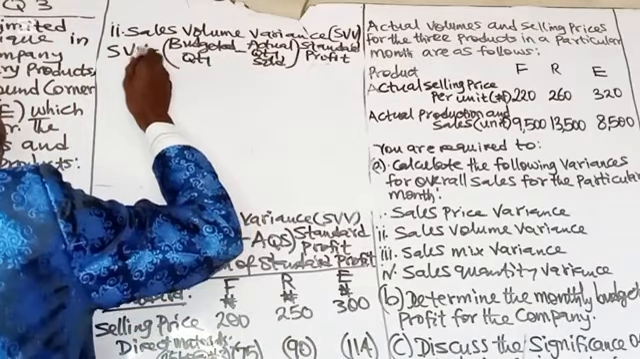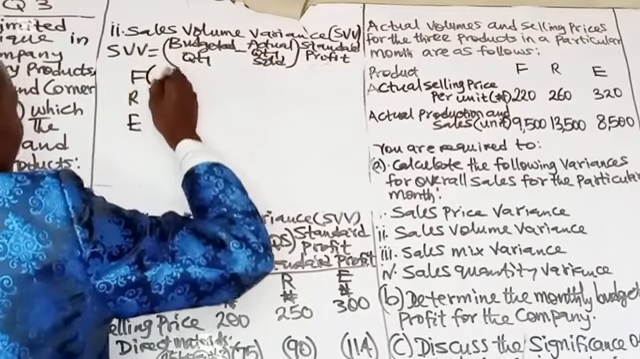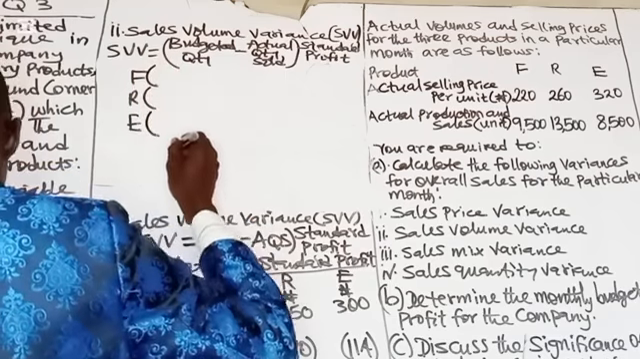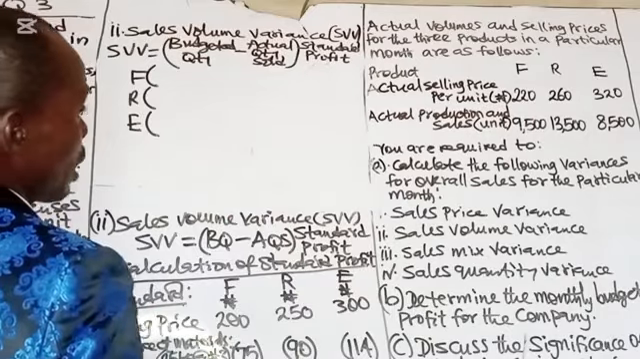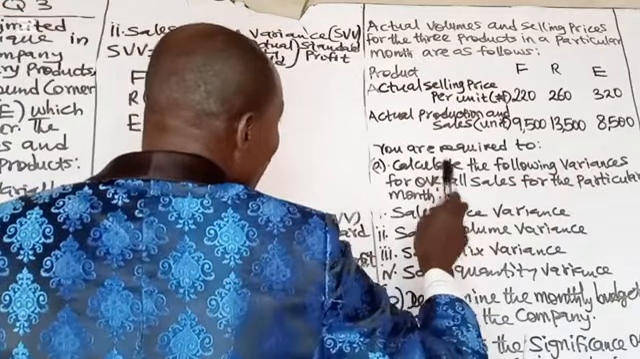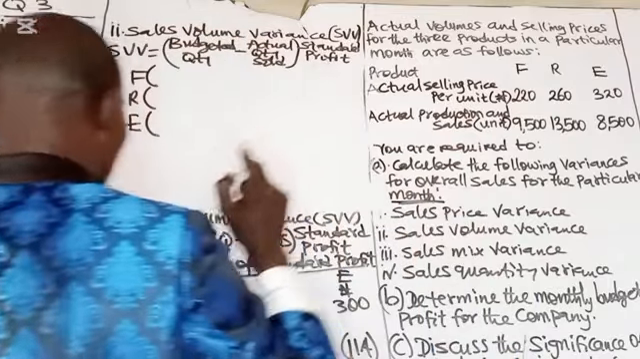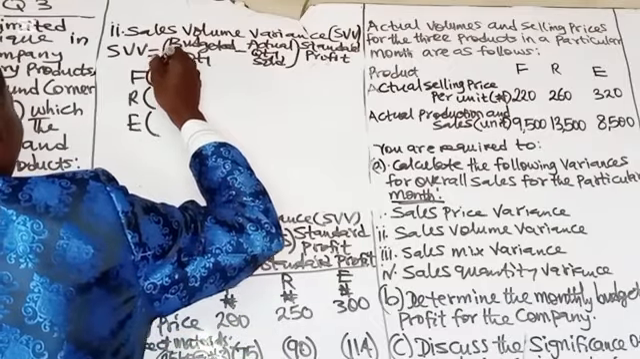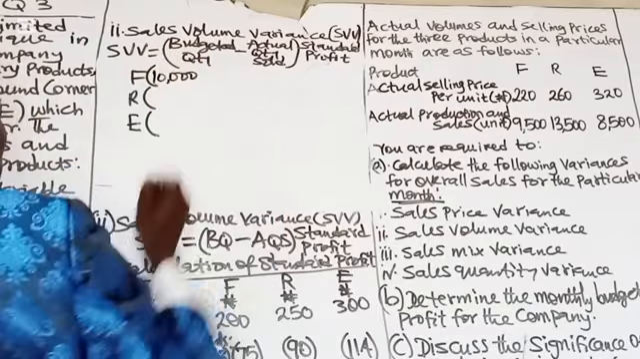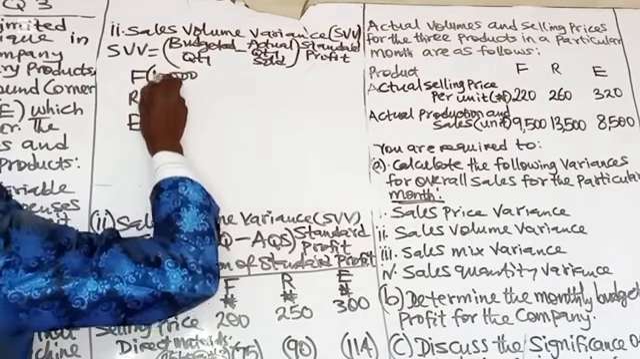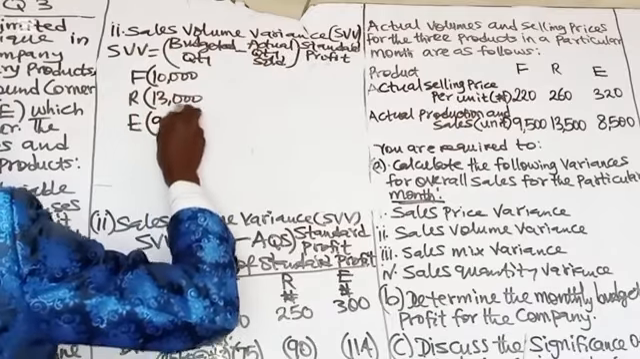3 products are given. We have F, R, and E. Our budgeted quantity is given on a monthly basis. And if you look at the requirement, calculate the following variances for overall sales for the particular month. That means the variances you have to compute is for a month. So the budgeted quantity for F is given to be 10,000. That of R is 13,000 units, while that of E is given to be 9,000 units.